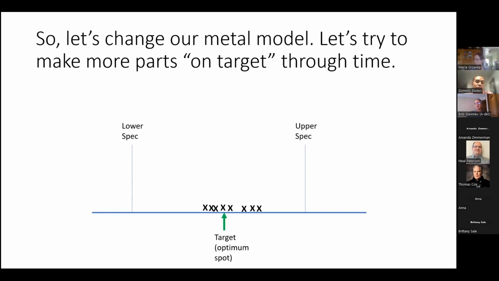A better approach is to say, we know that's the target. Let's, through time, figure out how to run this process to make more and more parts on target, because we've never tried that. We've been trying to just put them in there somewhere. How about we figure out how to keep it there, reduce the variability through time, and make them more and more consistent. And so you're saying that that's better, but how do we know that that's better?